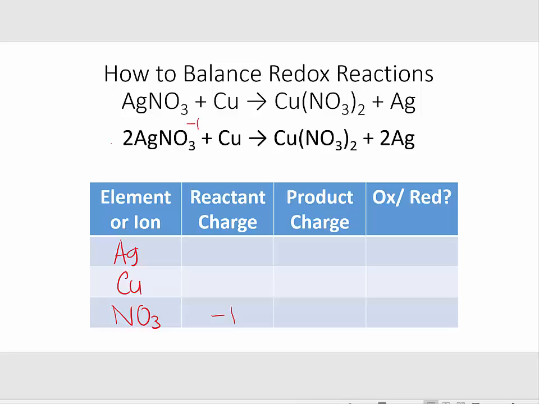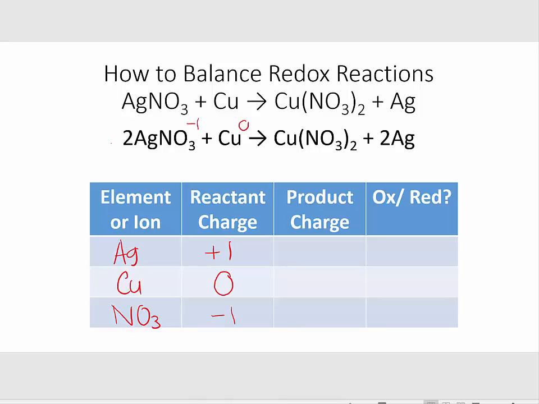So if nitrate is -1, to make this a neutral compound altogether, silver must be +1. The charges have to cancel out so that we have a neutral compound. Okay? And that leaves me just with copper. What is copper's charge? Well, I look up here. This is an element. It is not an ion. It's not bonded to anything else. So I know that its oxidation state must be 0. So we're going to fill in here that copper's oxidation state is 0.